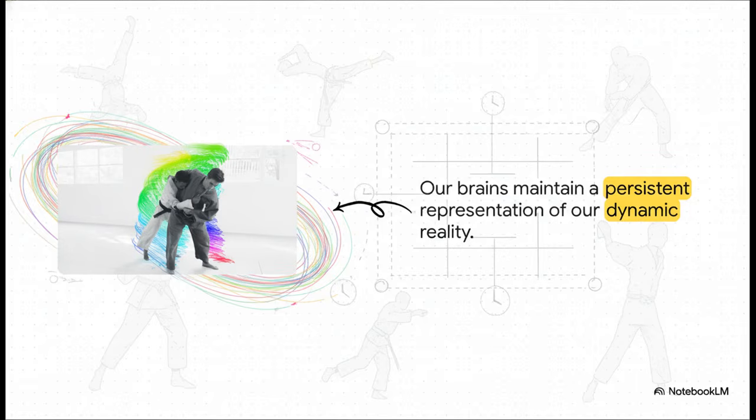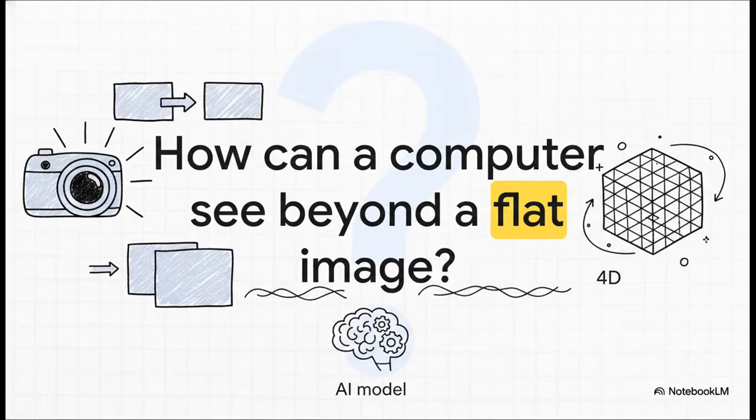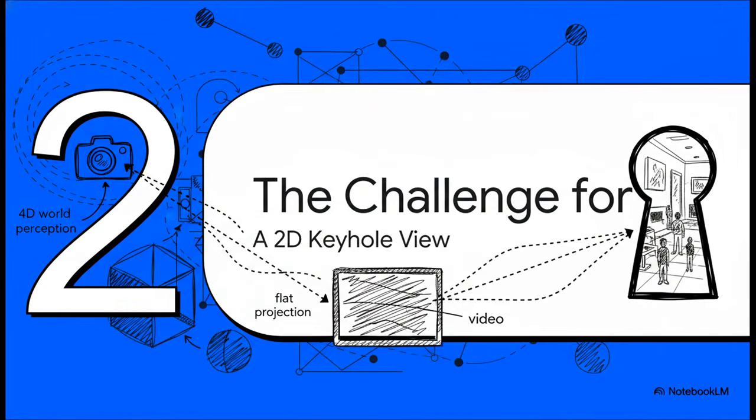It's effortless for us. So, that's the big question for AI, isn't it? A computer sees the world through a camera, which just captures a bunch of flat, 2D pictures. How in the world do you get it to reconstruct that rich, moving, 3D world from such limited information? For an AI, this is what's called an inverse problem, and it's a really tough one. It has to look at the flat video and somehow work backward to figure out the dynamic 4D reality that caused it. It's kind of like trying to understand an entire bustling room by just peeking through the keyhole.